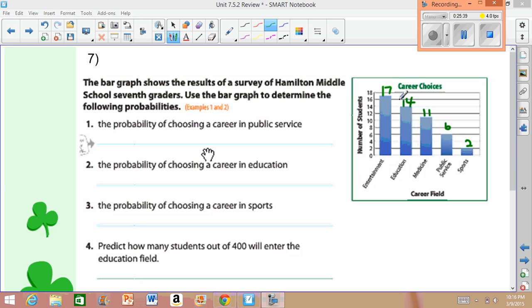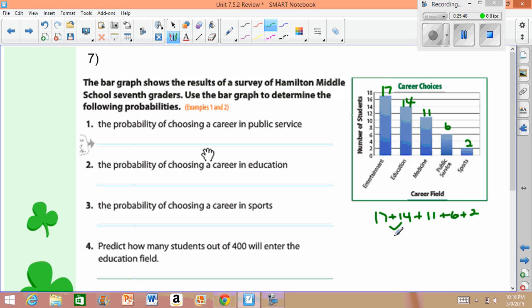The second thing that we're going to need to do is total all of these up together. So we're going to add up all of these numbers. So 17 plus 14, that's 31. And 31 plus 11 gives me 42. And 6 plus 2 is 8. So 42 plus 8 gives me a total of 50. So I know that this bar graph represents 50 total people. So now we can answer our question.